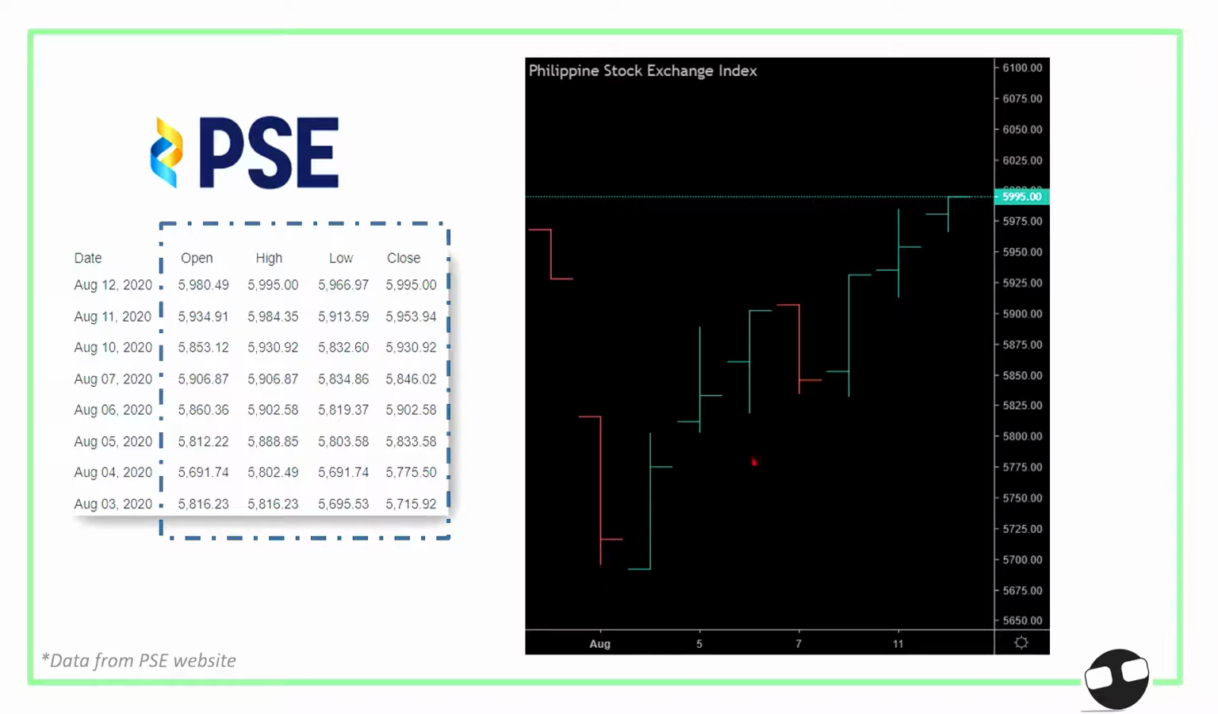Now, compared to the line chart, the bar chart actually gives you a lot of information. You can see the direction of the price in a particular day or in a particular observed period, and you can look at the highs and lows, which are not actually presented in the line graph.